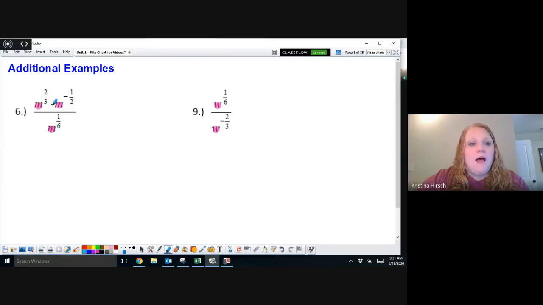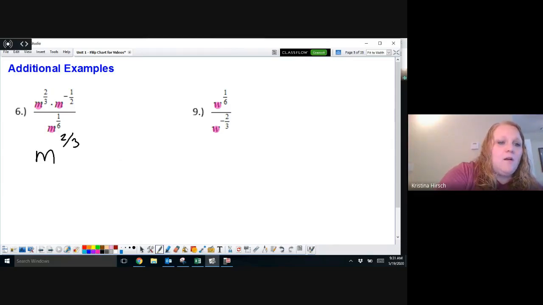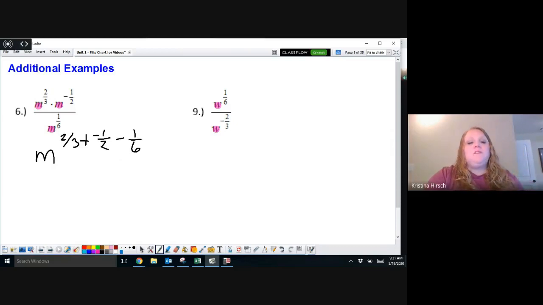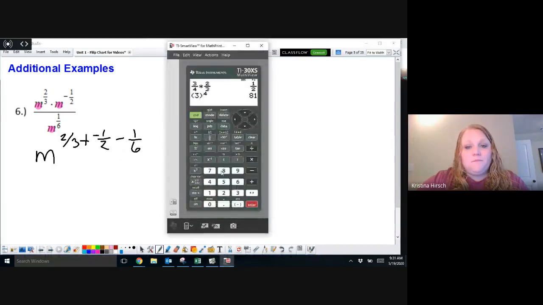So when I multiply, I add, but when I divide, I subtract. So what I really have then is m to the 2/3 power minus, or I'm sorry, plus the negative 1/2 power minus the 1/6. And I can do this because they're all the same base, they're all m. So I'm going to have 2/3 plus a negative 1/2, and I could have just said minus 1/2, right?